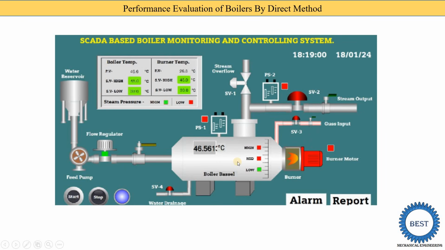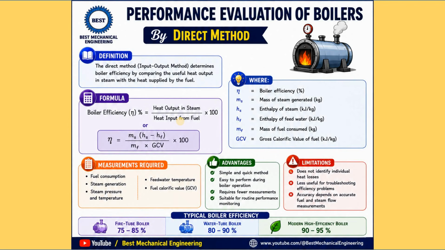This is another method used. Here we can see the boiler, this is the water reservoir, and a flow regulation valve is there. These are the burner motors, which means flue gas is supplied from here. This is the steam output, supplied to somewhere it is used in different applications. And here we can see the boiler temperature is displayed here, and the burner temperature is displayed here. So this type of recent technology is used. We do not need to go near the boilers to measure all these parameters.